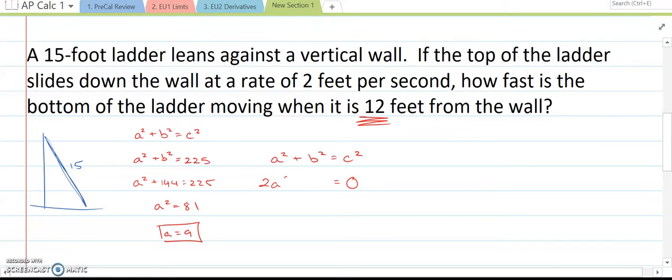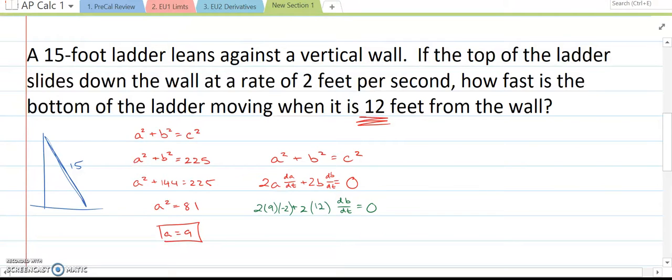I'm going to get 2a dA dt plus 2b dB dt. So what I'm going to be solving for in this particular instance is the missing variable. I'm going to plug in a 12 here for b. It's the base. The dB dt is what I'm going to be solving for. How fast is it moving away from the wall? When I am given the value of 9 for a and a value of -2 for dA dt. That's 2 feet per second in the vertical direction.